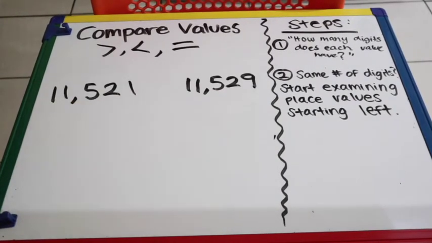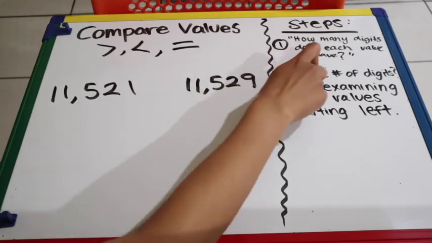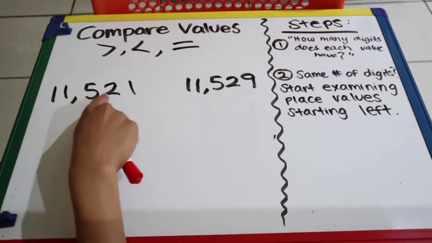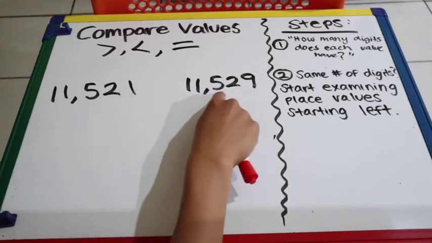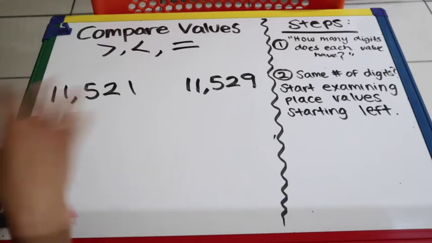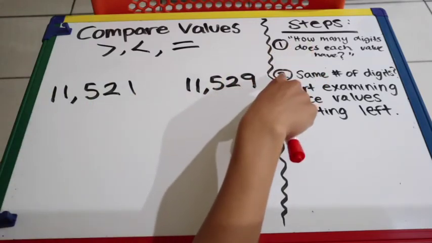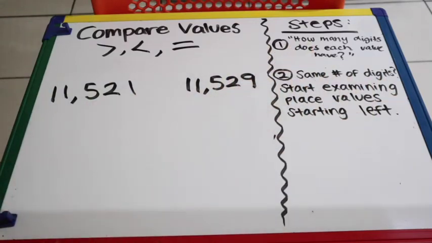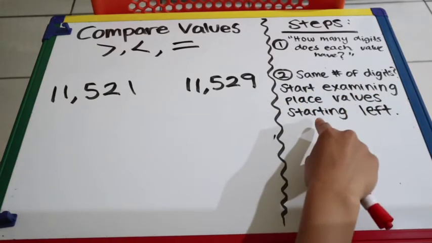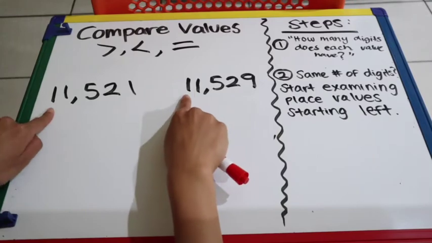Alrighty, here's another example. Step number one, how many digits does each value have? 1, 2, 3, 4, 5. 1, 2, 3, 4, 5. Okay, so one value does not have more digits than the other, which means we can go to the second step. If we have the same number of digits, then we can start examining the place values starting to the left. Okay, here we go.